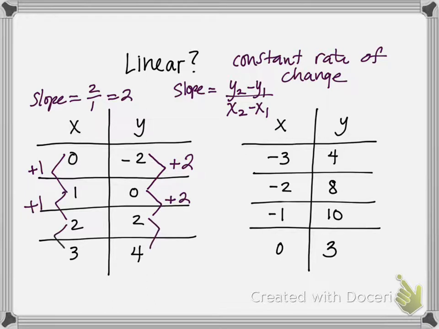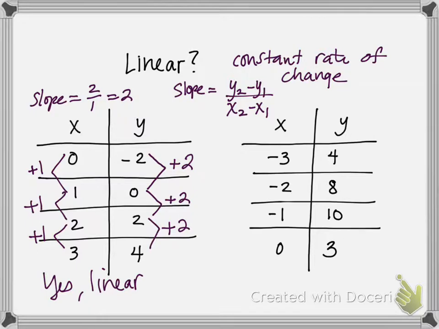We have to do the final pair here. From 2 to 4, you add 2, and from 2 to 3, you add 1. So yes, this is linear, and the reason is it has a constant rate of change of 2 over 1. For our next table, we're going to do the same process.